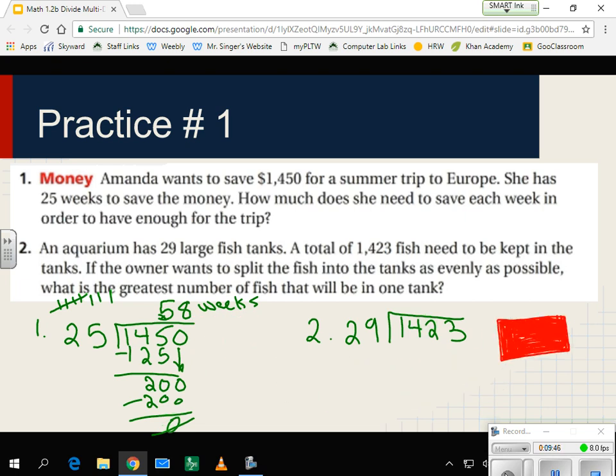So here we're looking at an aquarium having 29 large fish tanks, and they have 1,423 fish that they need to keep in the tanks. They want to have it as even as possible. What's the greatest number of fish that will be in one tank?